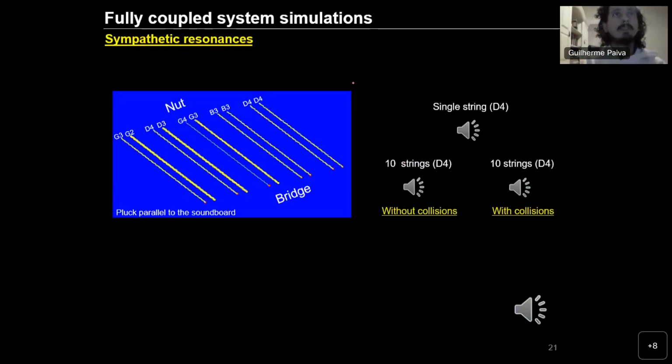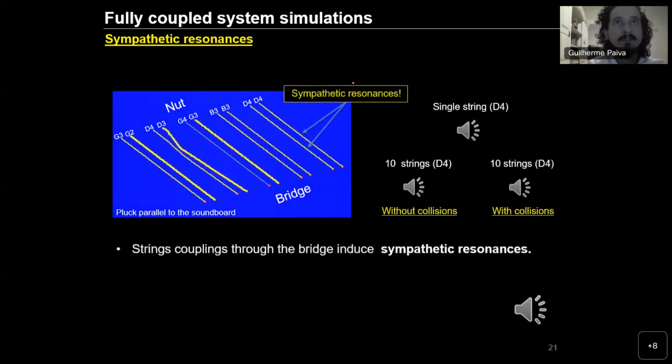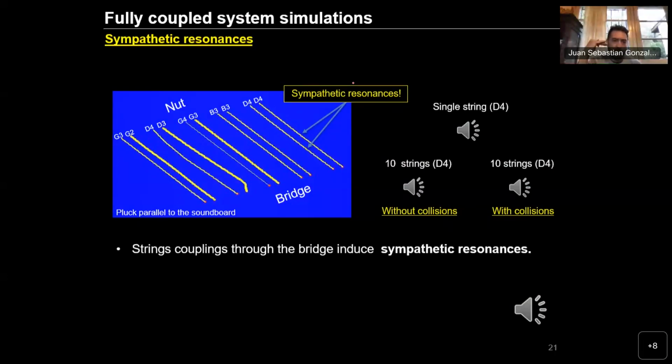So we simulated the fully coupled system considering the 10 strings, okay? In this numerical experiment, we pluck a string parallel to the soundboard, the D3 string, and we can note sympathetic resonance as we had identified experimentally. So here you are simulating just the bridge and not the top plate? No, actually it's the bridge and the top plate, but in this video we show only the strings, but they are coupled to the top plate, okay?